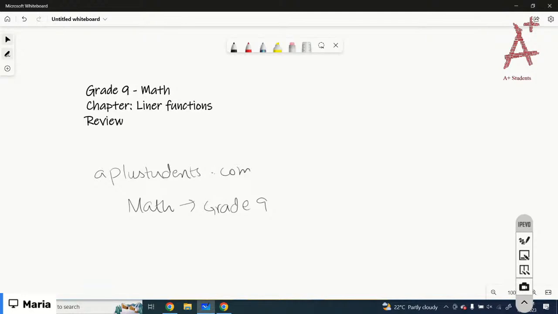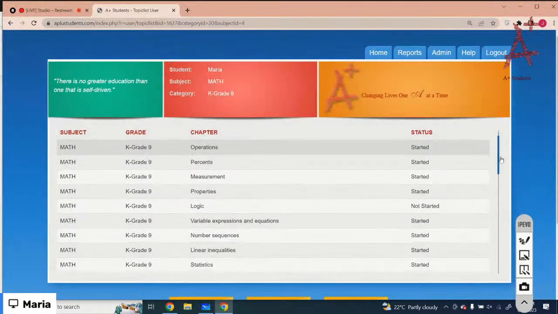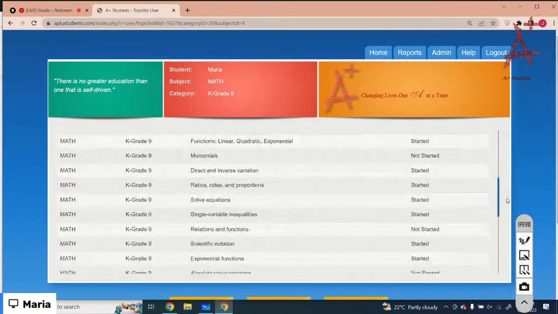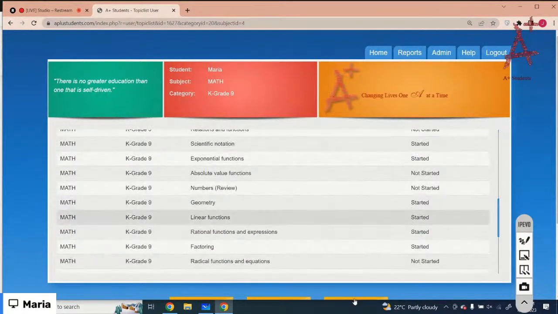So we're going to start with the chapter linear functions. We're going to just do a quick review of the chapter linear functions. Got it? So let's just start with the chapter linear functions. Let's do the quick review of the chapter linear functions. So first of all, we're going to learn what are the linear functions.